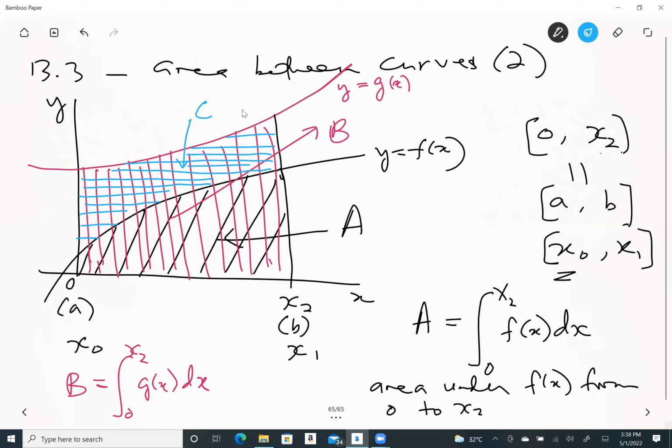Bagus, betul tu. Saya pun tak fikir, saya fikir integral je. I have not thought about in terms of the area. So what you say is a good idea. Saya pun tak terfikir gitu.